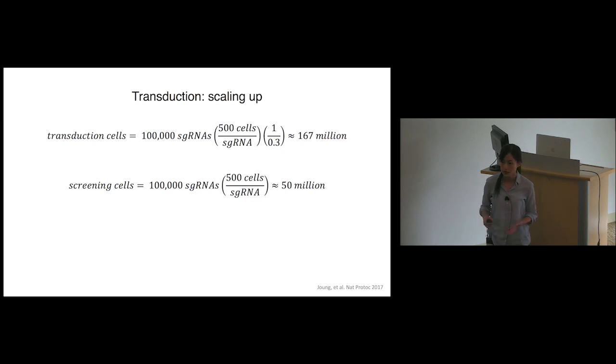And then during the screen, we recommend maintaining this coverage. So every single passage, maintain about 50 million cells for a guide RNA library with 100,000 guide RNAs. So again, a lot of cells.